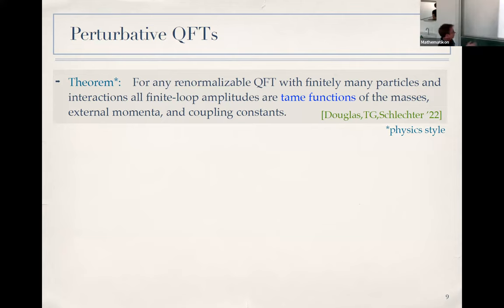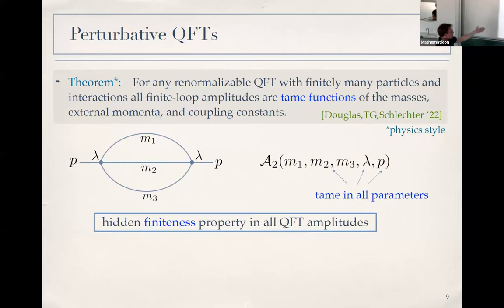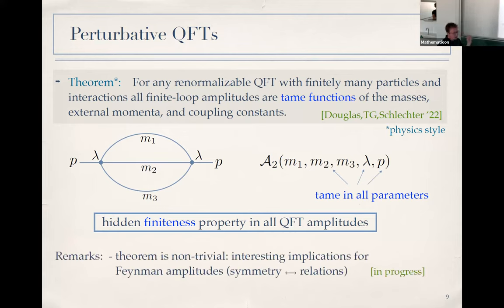So for any renormalizable quantum field theory with finitely many particles and interactions, all finite loop amplitudes, so that's about the asymptotic series, I cut at finite loop, are tame functions of the masses, external momenta and the couplings. And so essentially, whenever you compute one of these complicated integrals, it actually is a tame function. So there is some hidden finiteness property in all perturbative quantum field theory amplitudes. And it's a very non-trivial theorem because it essentially states that there are non-trivial interrelations, algebraic relations between Feynman amplitudes and symmetries of the system.